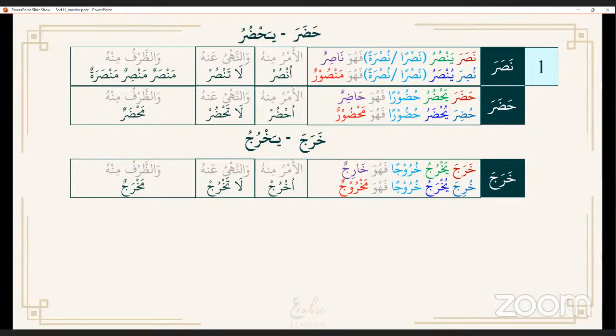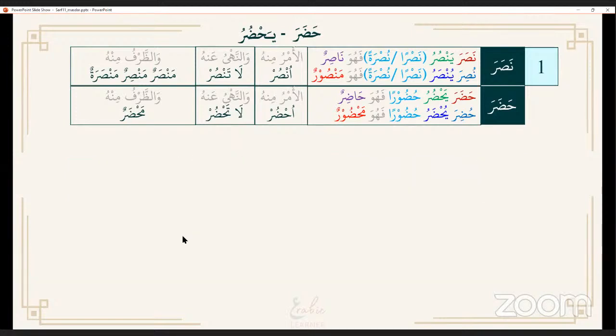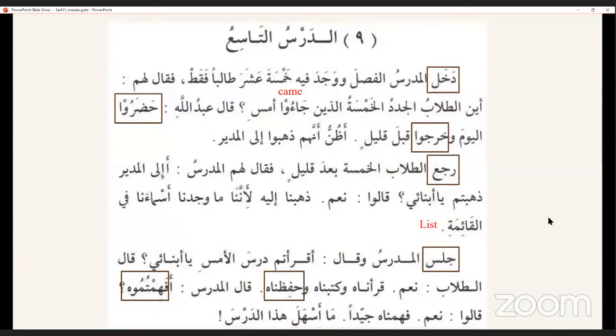Okay. Do you want me to take one more example, or can you take the rest of them as homework? Okay, good. Look at my slide of that lesson, where I have highlighted those af'al. I will display that slide again. So I have done hadara and kharaja. So you do it for dakhala, raja'a, jalasa, hafidha, fahima.